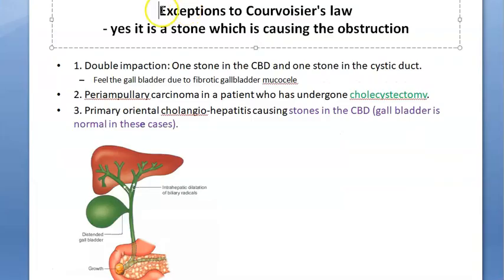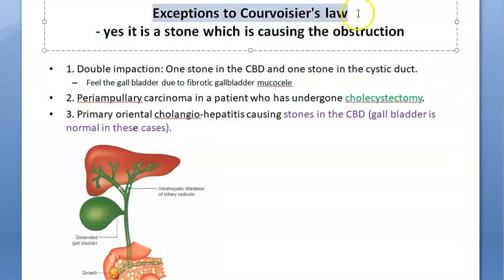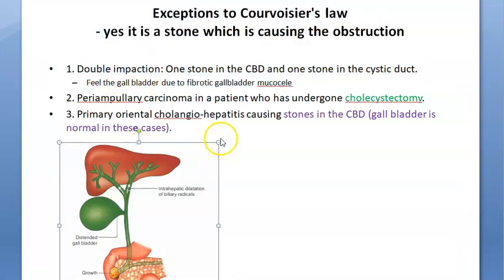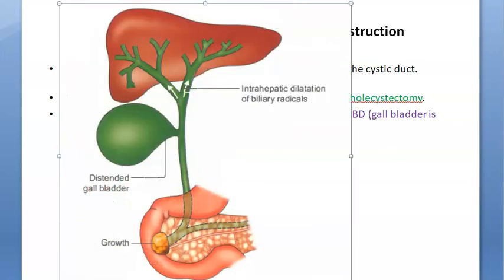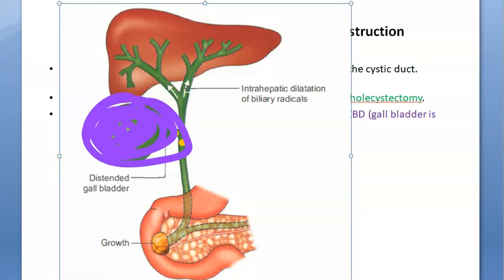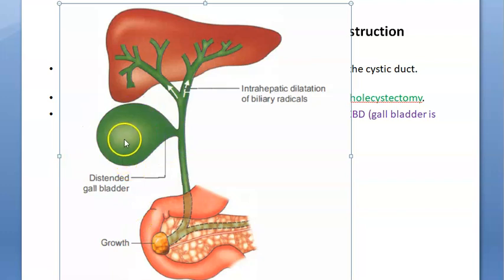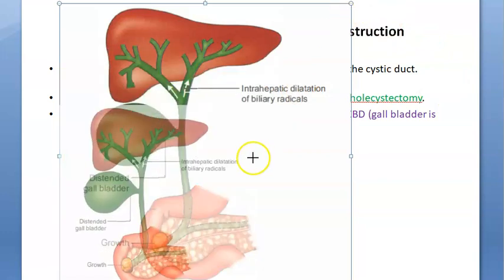Okay. There are some exceptions to this Courvoisier's law. Look at them. Yes, there are some exceptions to this Courvoisier's law. Basically, if there is double impaction, that is, if there are stones in two places, in the cystic duct and in the common bile duct. Okay, there are stones in the cystic duct and in the common bile duct. What will happen? This gallbladder, of course, would have fibrosed and become small and all that. But it will become a mucocele, and it will have mucus and it will become palpable. Okay, so still the gallbladder will be palpable, yes, because it is a mucocele. But the stones are the cause of the obstructive jaundice. So that's what they're trying to say here.